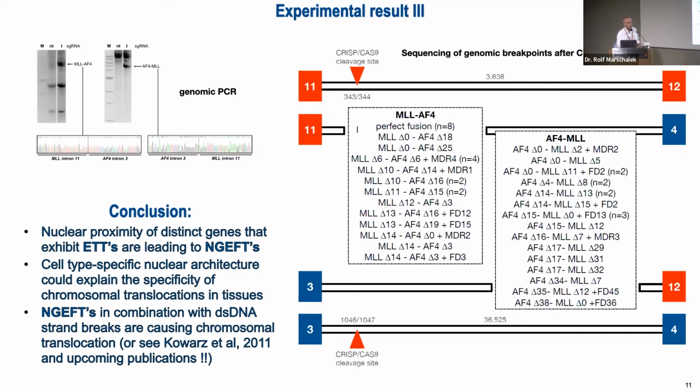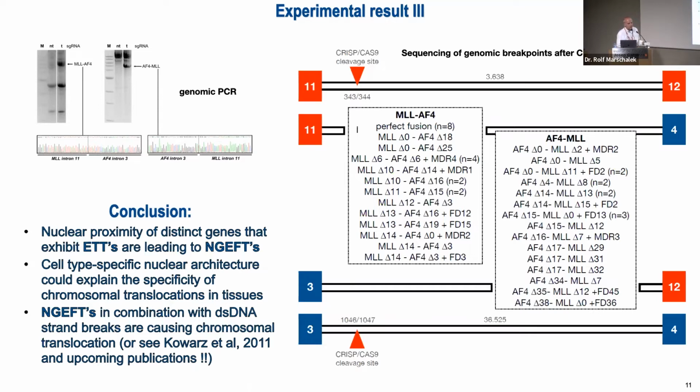Otherwise, you don't get a chromosomal translocation when you induce a DNA damage situation. And the DNA damage situation is, of course, in that case, a CRISPR-Cas system. And if you take control genes without these early termination transcripts, even if they are in proximity, even if they are transcribed together, these genes, even if you induce a DNA damage situation, are not making chromosomal translocations. And this is quite important to understand.